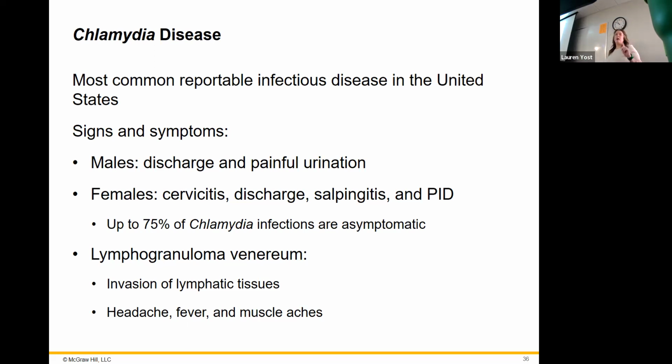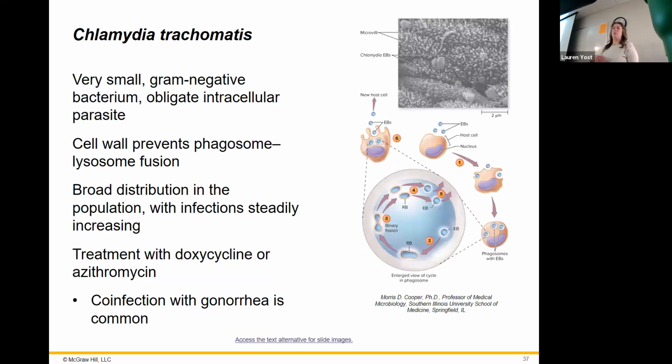We also have development of lymphogranuloma venereum, which is going to be the invasion of the lymphatic tissues in the nearby area by the chlamydia bacterium, leading to headache, fever, and muscle aches developing from the infection. That's not going to happen all the time, but that is something that can be seen associated with this. It is bacterial. This is Chlamydia trachomatis. We've already learned about trachoma, the blindness that can be associated with chlamydia. It's just the same organism, just exposure in a different area of the body.